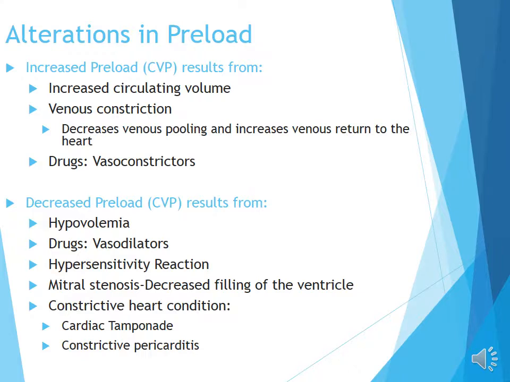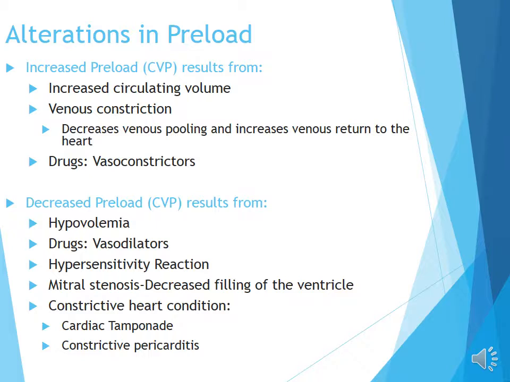Alterations in preload. Again, you want to think about volume. These are things you want to look at when you have an increased or decreased preload based on your measurements, based on that CVP. An increased preload could be caused by increased circulating volume. So did your patient get a lot of fluids? Are they overloaded with fluids?